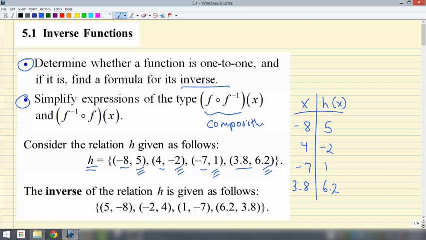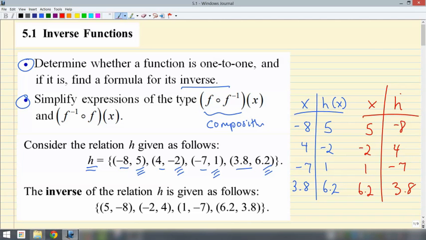Now, in order to find the inverse of this set, all we need to do is take those coordinates and flip them around. So the X's become the Y's and the Y's become the X's. And we're going to call this column H to the -1 of X. And that just means it's the inverse.